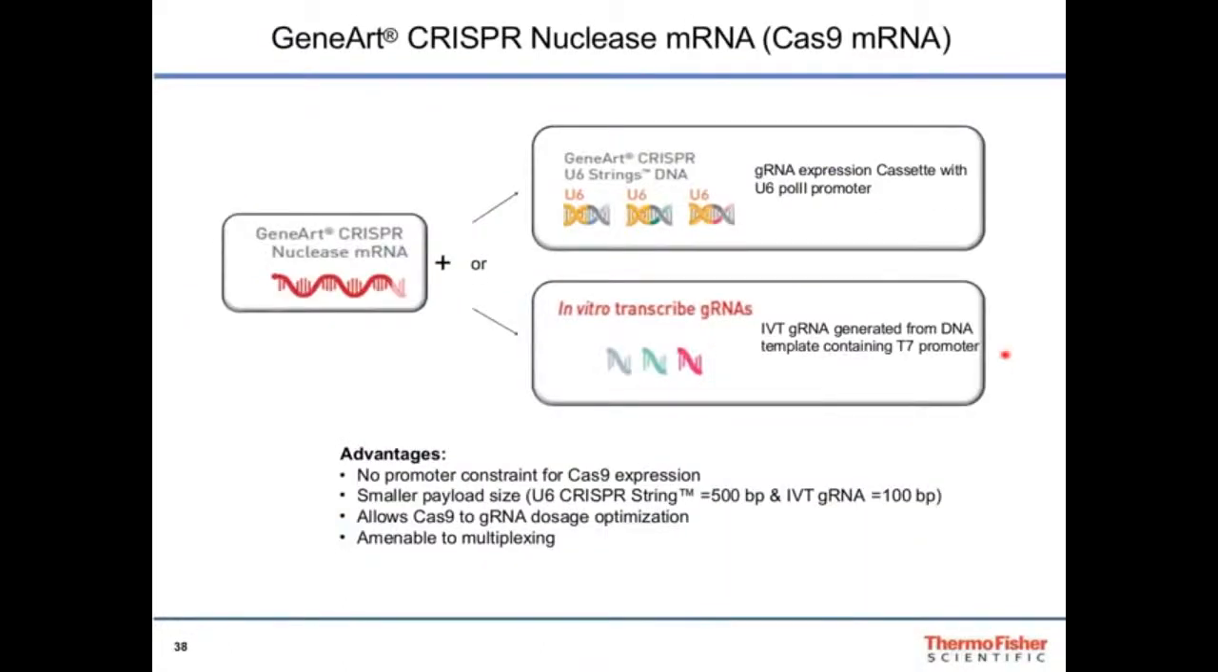So that's why we've arrived recently at this solution of creating purified messenger RNA for Cas9, and then also having a solution of linear DNAs for our guide RNAs. So this eliminates the promoter constraint for Cas9 expression. The payload size drops down. It allows us to optimize dosages between the Cas9 mRNA and the guide RNAs, which then makes it amenable to multiplexing.